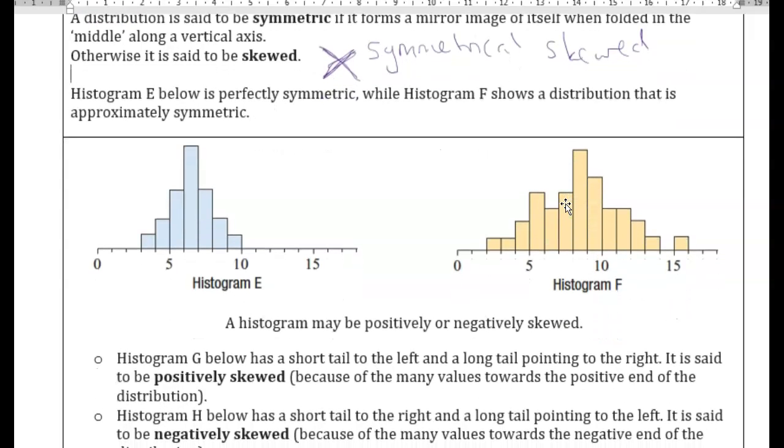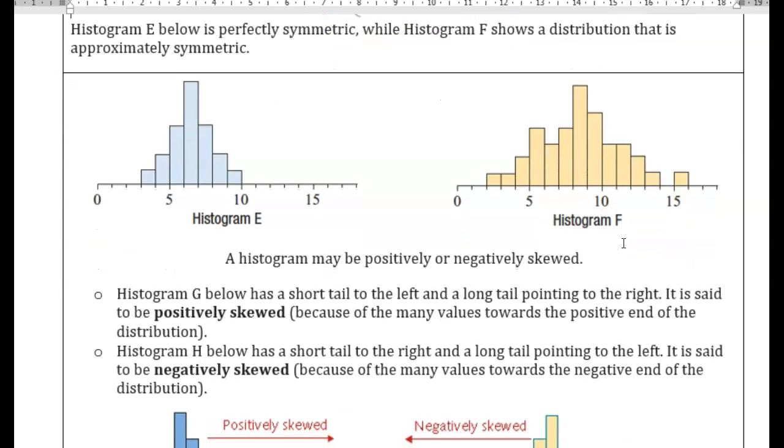So histogram E below is perfectly symmetric, while histogram F shows a distribution that is approximately symmetric. So you can see here it is perfect. So the left-hand side is very similar to the right-hand side, whereas this one here does look quite symmetrical, okay, but it's approximately symmetric. So it wouldn't be skewed as such because the left-hand side is pretty much like the right-hand side.